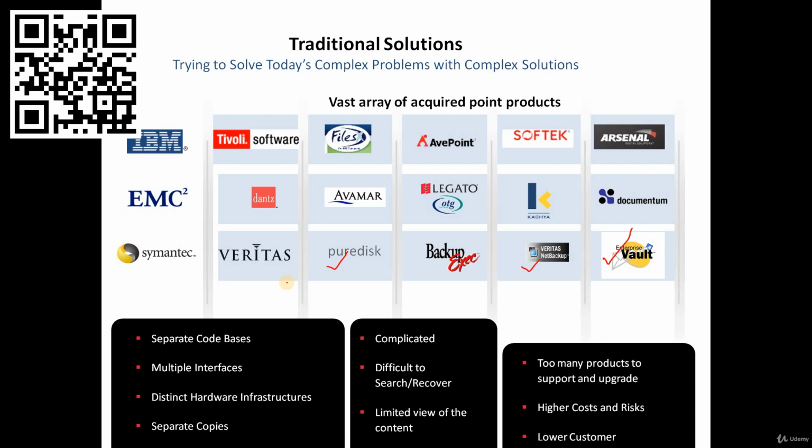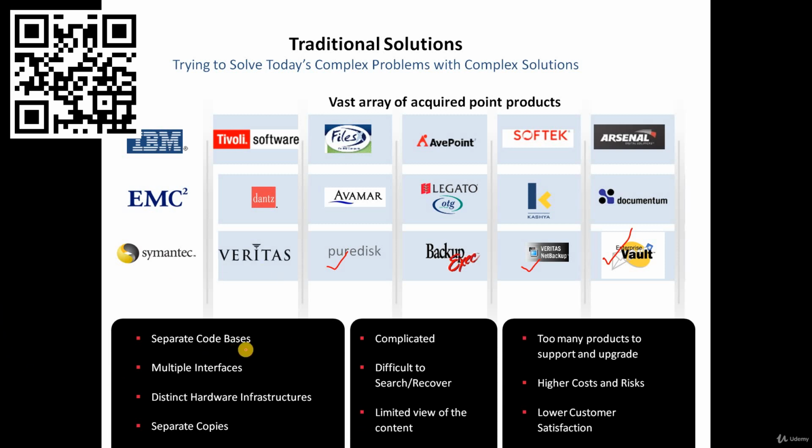So these are some of the challenges with these separate codes. You have multiple interfaces to manage. You have separate copies of data. You need to have different setup, support, and upgrade that you have to do for different products. It eventually ends up in high cost. So these are some challenges that are available. And finally, what happens? It becomes a little bit more complicated.